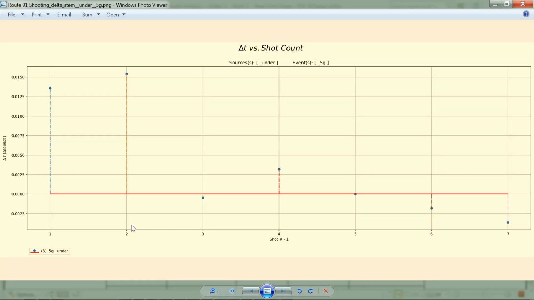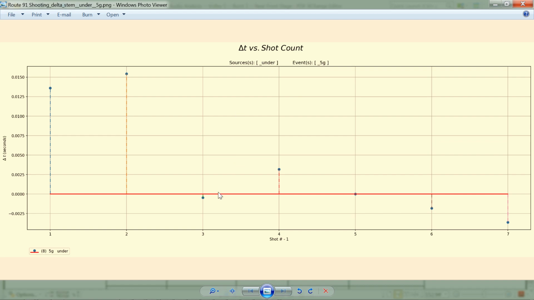In this case, what we have is a stem plot, meaning that you plot the point, plot the line, and that's for everything. On the left side over here, we've plotted the delta t, or the time between shots, and we see that there's only 7 because for 8 shots there's only 7 differences. In this case we're looking at event 5G, which is a third burst from the 5th volley for this video, which I have given a mnemonic of under.